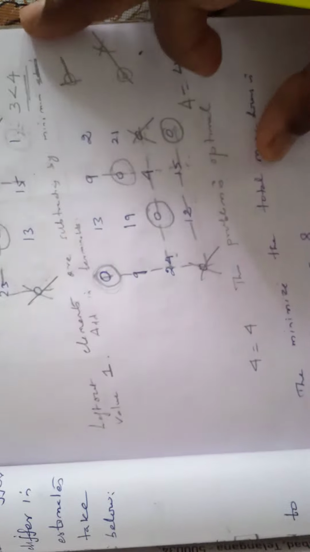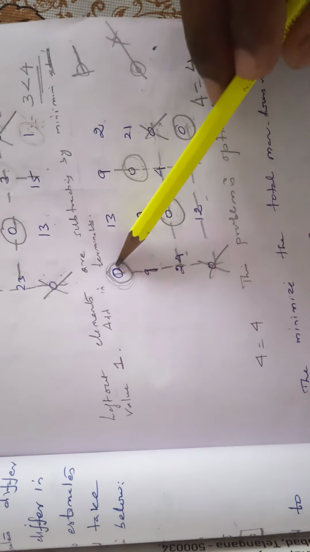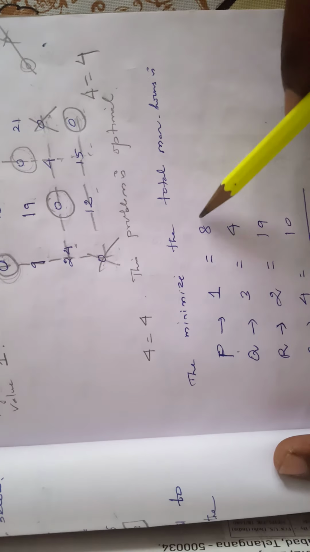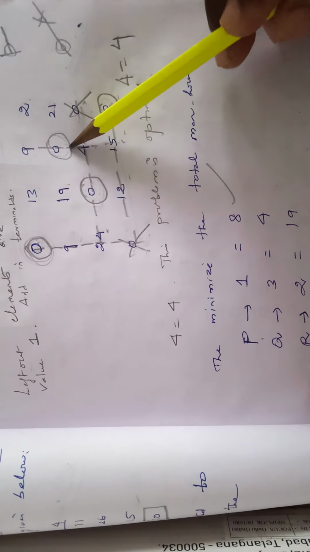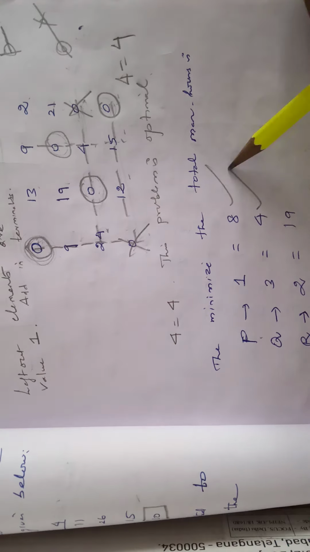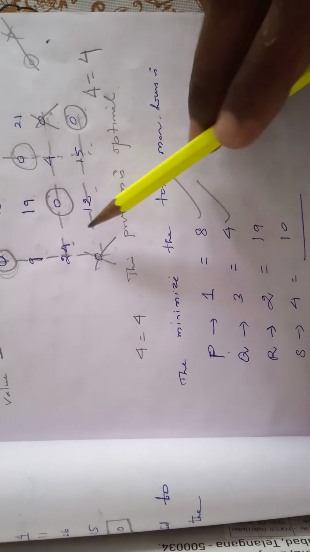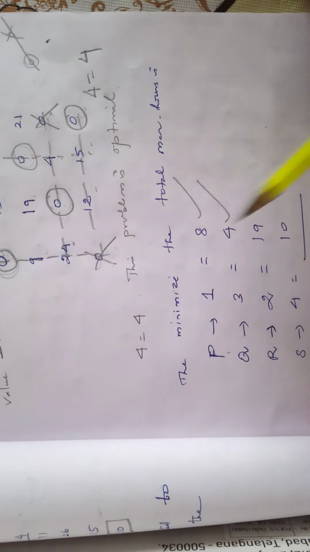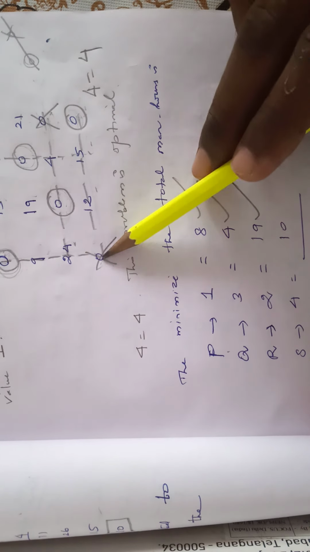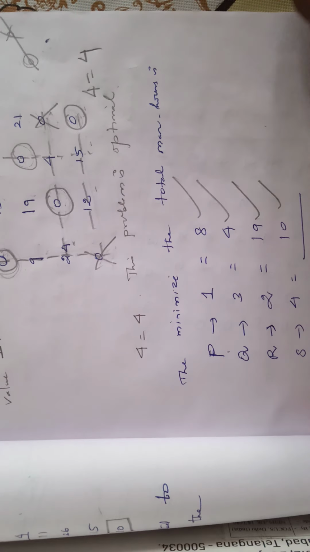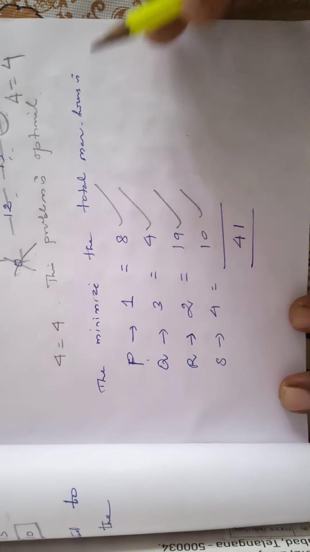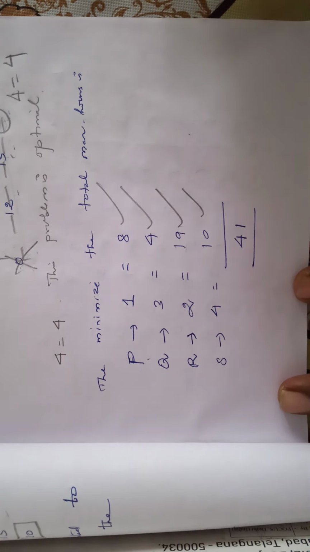So we select all the cost values. P goes to first 0 is 8. Q goes to third 0, cost value is 4, and R goes to second 0 is 19, and S goes to fourth 0 is 10. Adding all the values, the final answer is 41. This is the minimum man hour. Hence the problem.